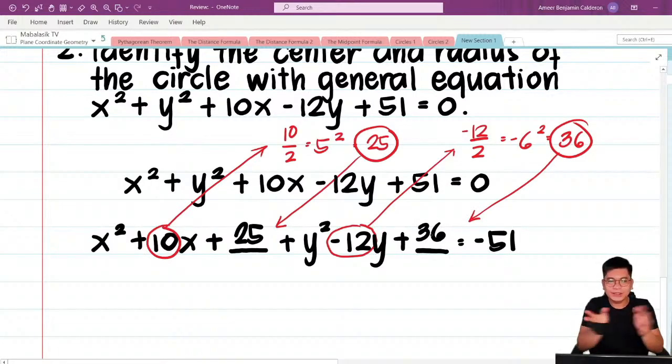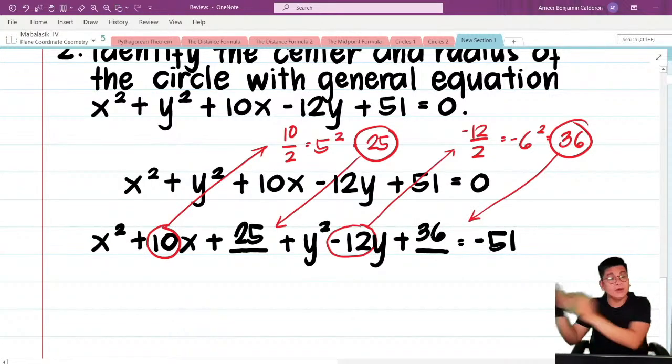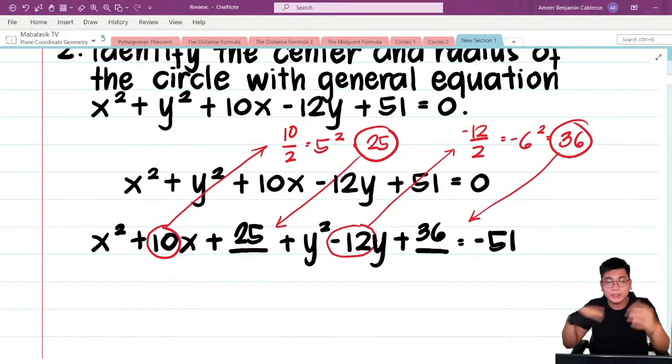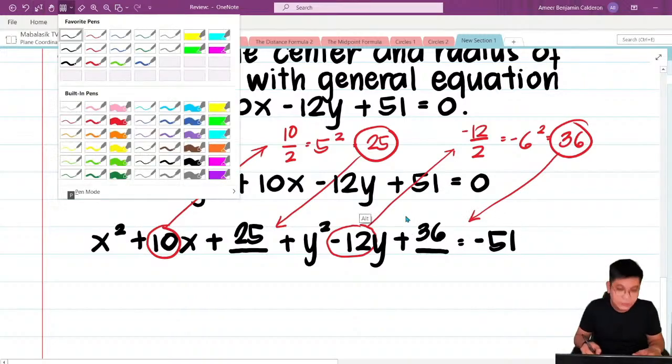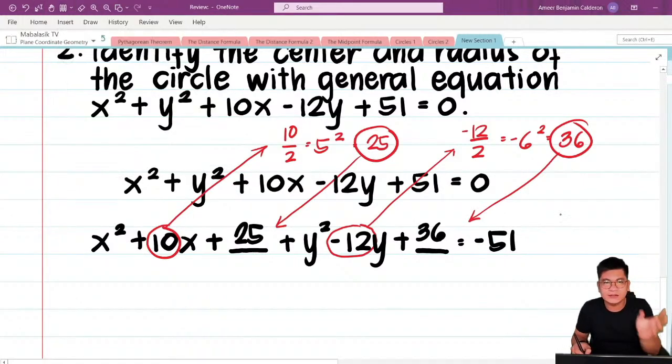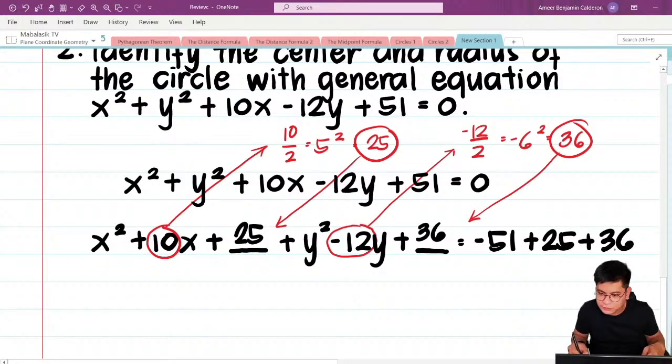Then, whatever we did to the left side, we will also do on the right side. Ano ba yung ginawa natin sa left side? We added a 25 and a 36. So we should also add a 25 and a 36 to the right side. So plus 25 plus 36.